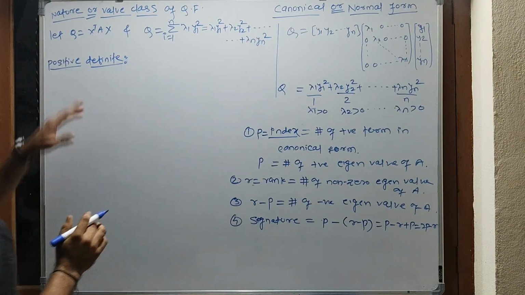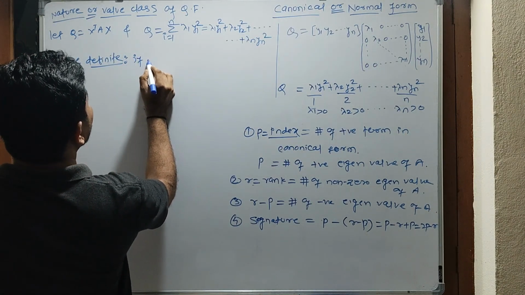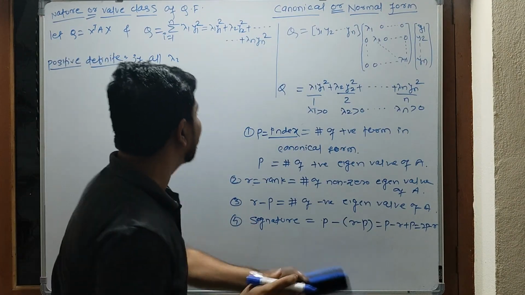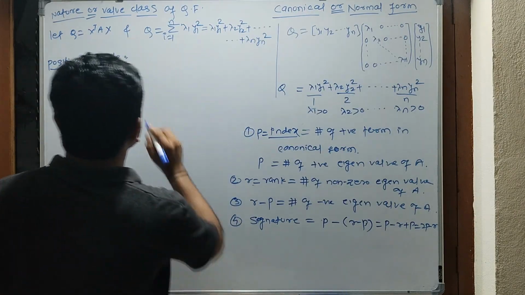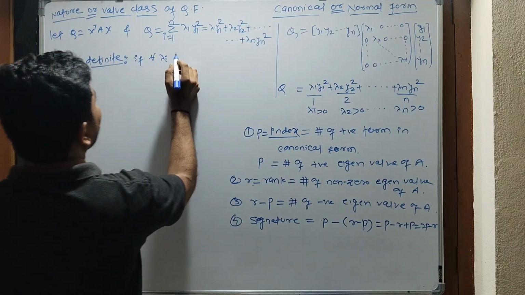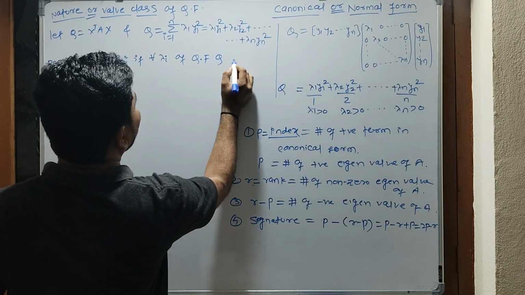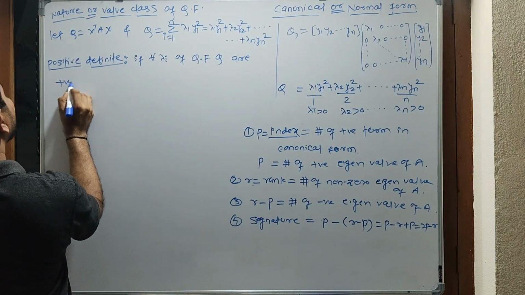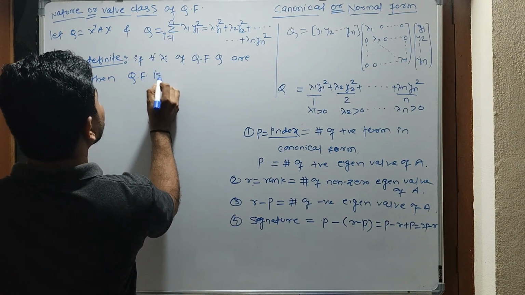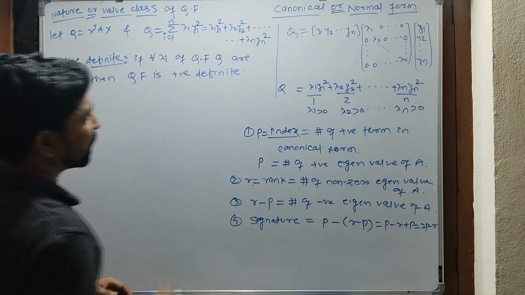When we say that the quadratic form is positive definite, here if all the eigenvalues, let's say all the lambda i, that is the eigenvalues of this quadratic form Q, are positive, then the quadratic form is positive definite.